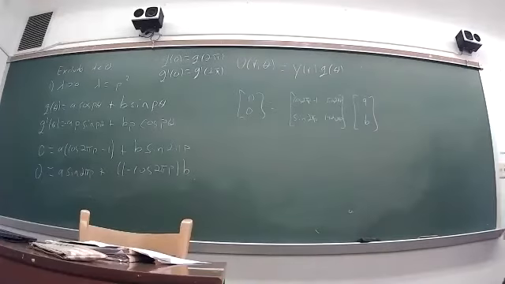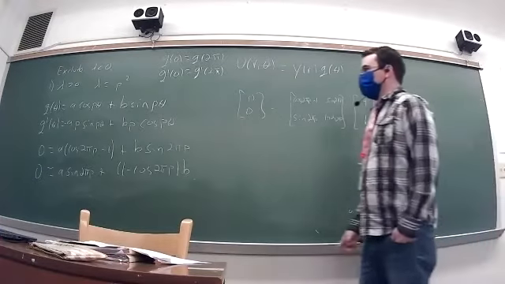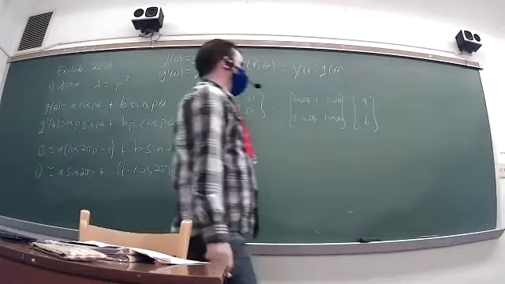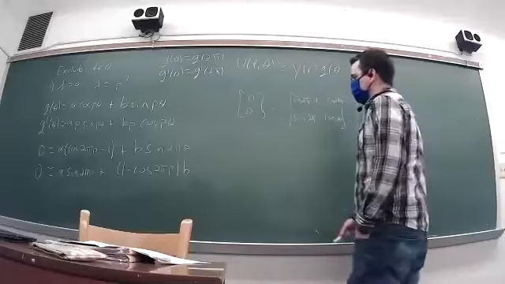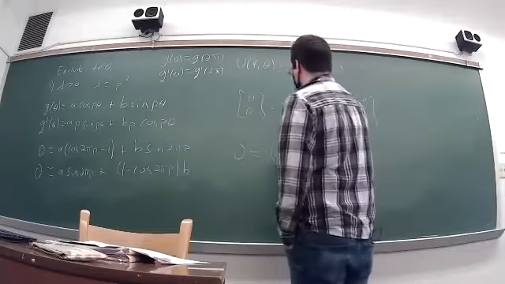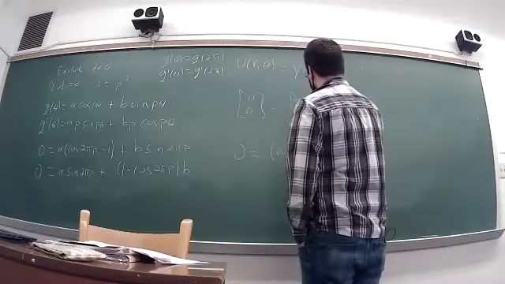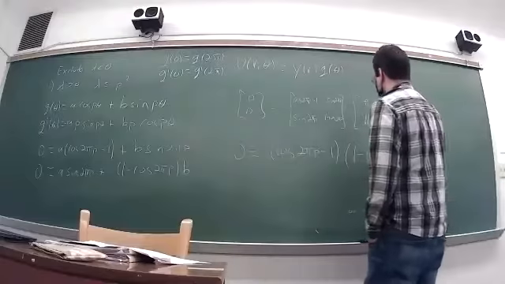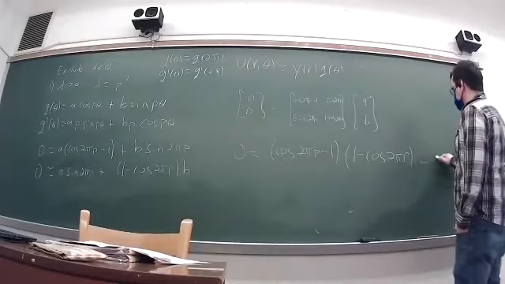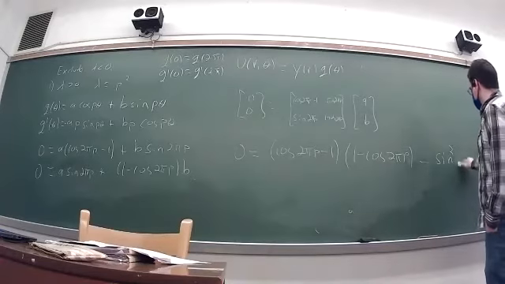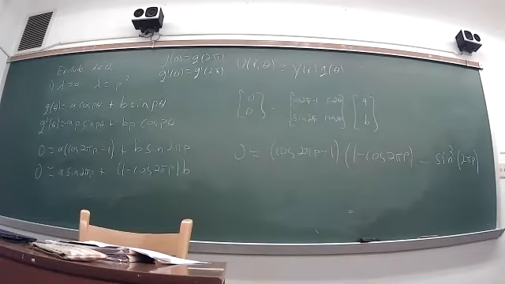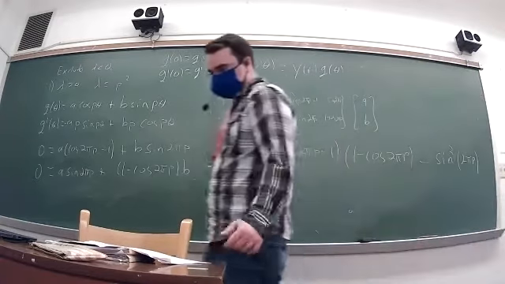And so this has to have a non-trivial solution, right? A and b can't both be 0, or g is the 0 function. So you get that the determinant of this matrix has to be 0. Which gives you this condition that (cosine 2 pi p minus 1) times (1 minus cosine 2 pi p) minus sine squared 2 pi p has to be 0. That's the point.